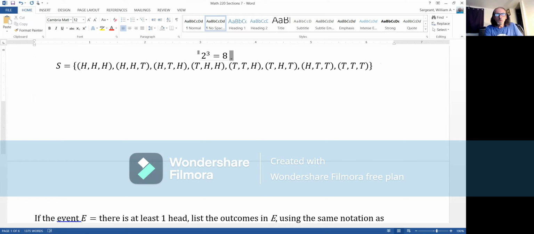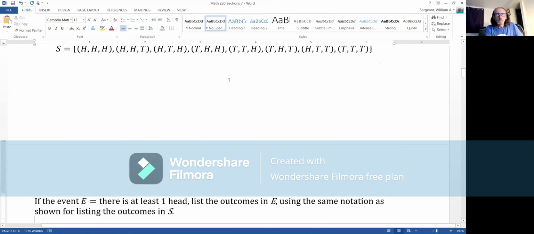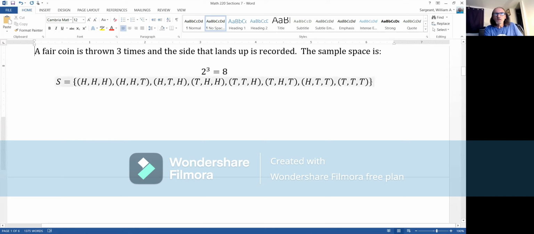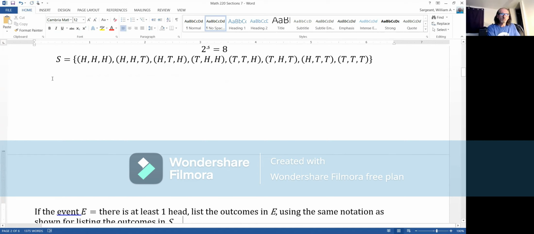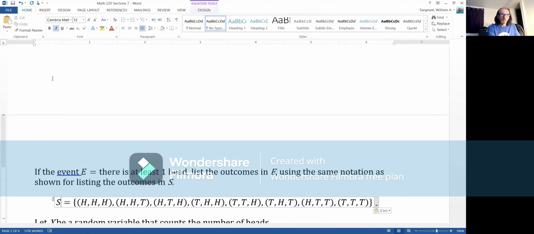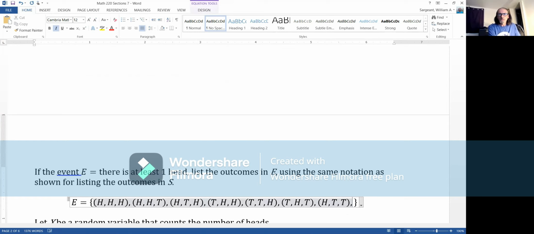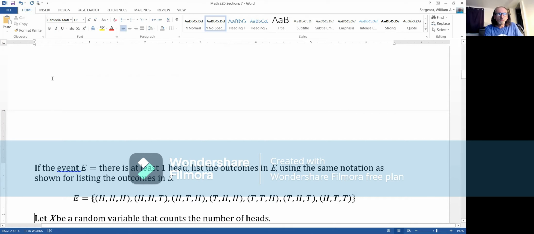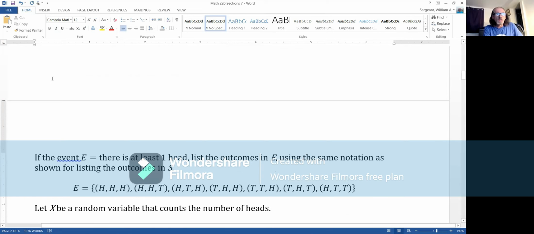You could use this to answer the following questions, or we could do some direct computations without ever seeing the sample space. So having at least 1 head, that does not mean exactly 1, it does not mean less than 1, it means 1, 2, or 3 are heads. So what I did there was I copied down the sample space, and I'm going to erase just 1 of them where there were 0 heads. And that leaves us 7 out of the 8.